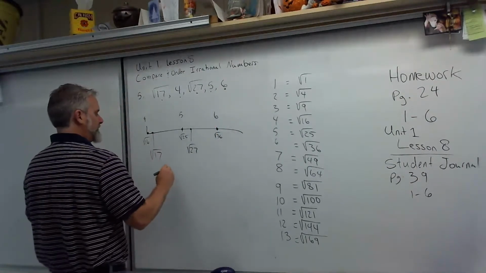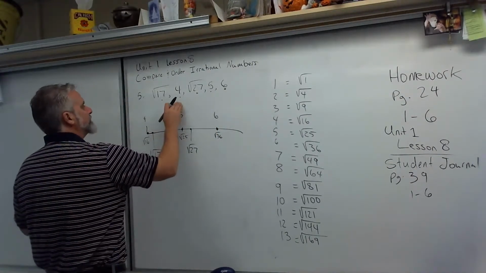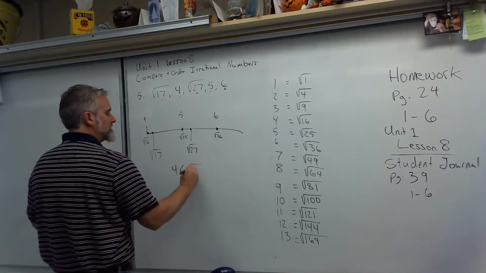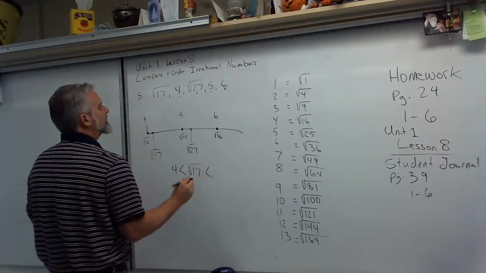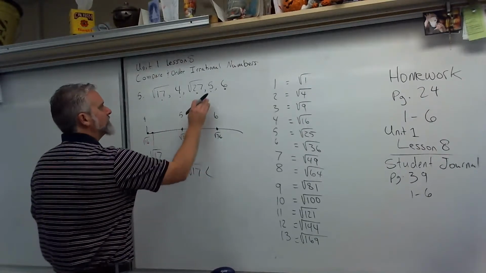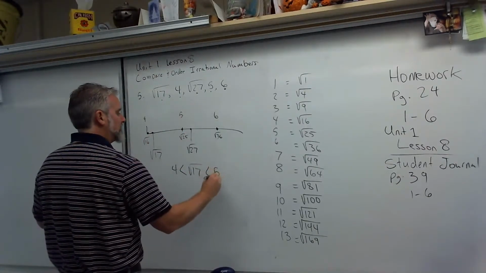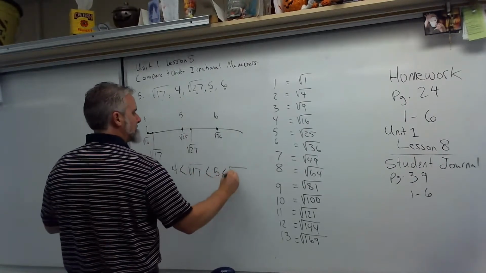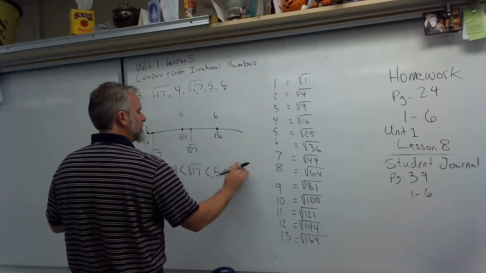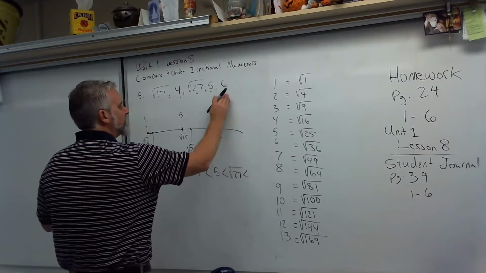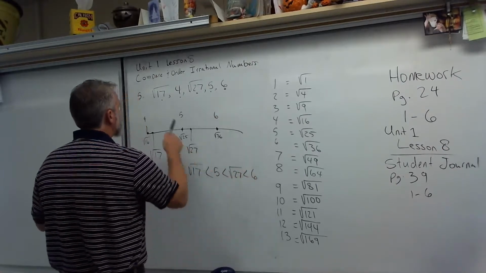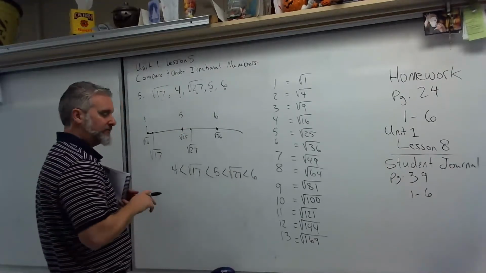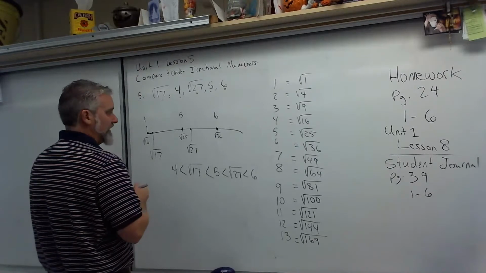So now put these in order again. First one we had was 4, which is less than the square root of 17, which is less than the square root of 25 or 5, which is less than the square root of 27, which is less than 6. 1, 2, 3, 4, 5. All checks out. All right, one more to go.